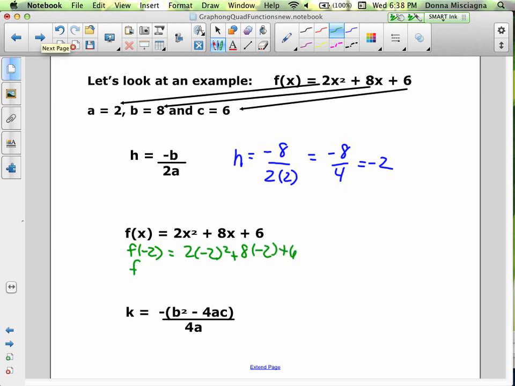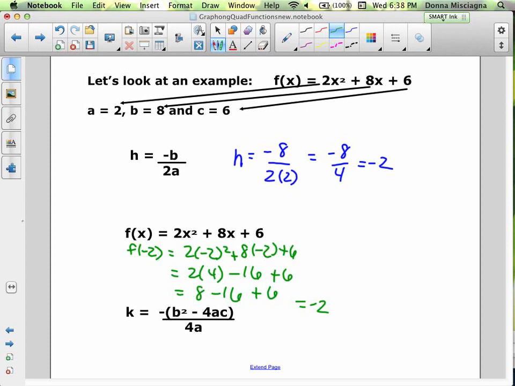Right, and I'm not going to write f of negative 2 again. We'll just put equals. We've got to square first. So negative 2 squared is 4. So we have 2 times 4, and I can do the multiplication at the same time here. 8 times negative 2, that's minus 16 plus 6. So I have 8 minus 16 plus 6. So 8 minus 16, that's negative 8. Negative 8 plus 6 is negative 2.